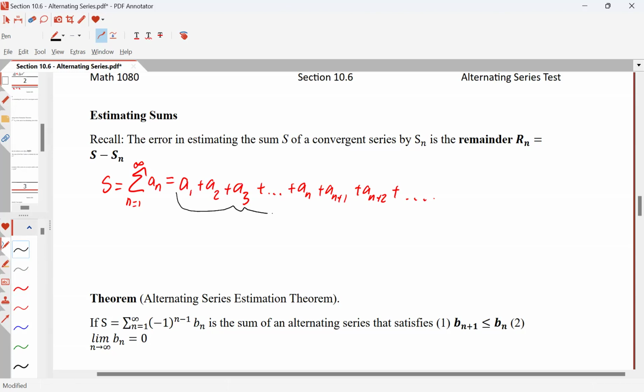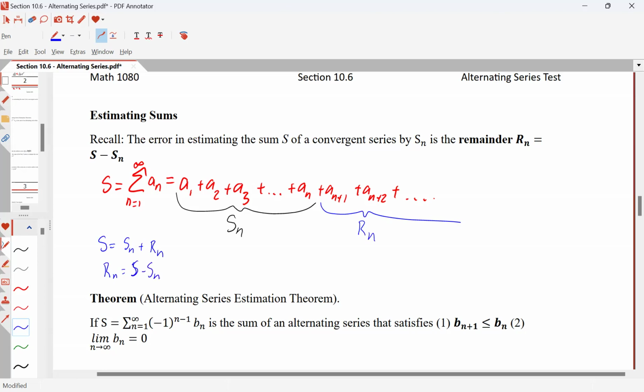If I just take these first n terms, this is Sn. This is the nth partial sum. So that means everything else is that remainder. And S equals S sub n plus R sub n. So R sub n equals S minus S sub n.